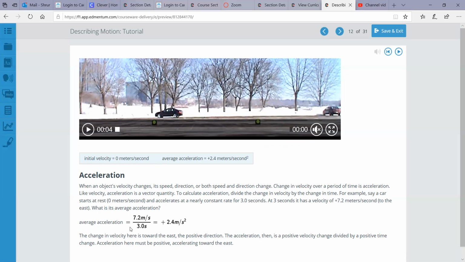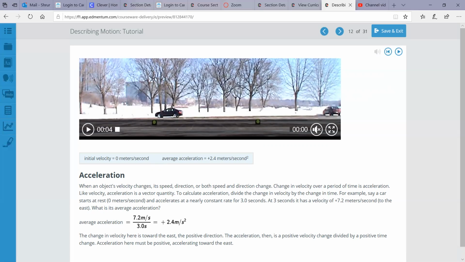So its average acceleration is 7.2 meters per second. We're given that velocity at 3 seconds. And then we divide by 3 seconds to get positive 2.4 meters per second squared. So these are the units we use when we're talking about acceleration. Meters divided by seconds is meters over seconds squared.